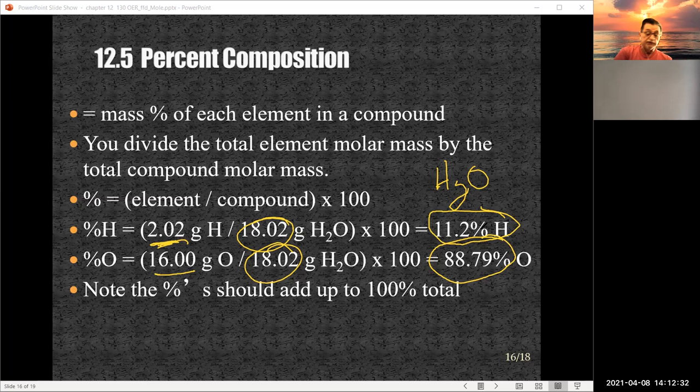Note that the percent composition should all add up to 100%. So 11.2 and 88.7 should be approximately 100%. You might be off maybe 0.01% or so, but it should all total up to 100%.